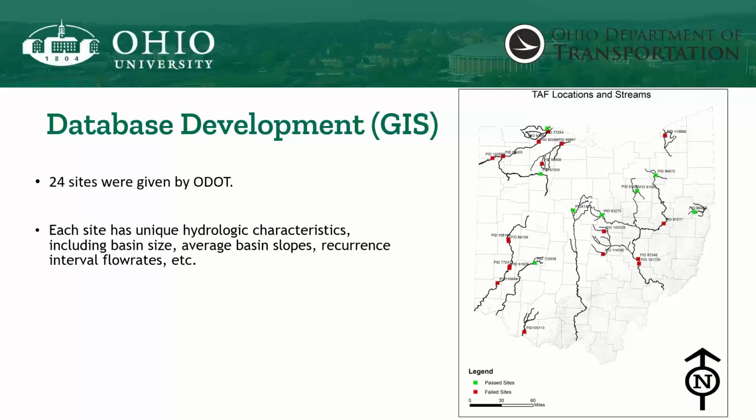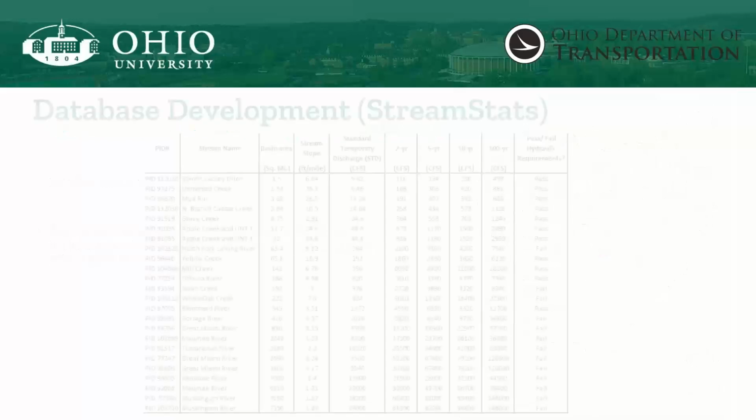from common hydrological features. So there are a total of 24 sites, and each site has unique hydrological characteristics, including basin size and average basin slope. Of course, right? From StreamStats, you can get all those recurrence interval flows. They'll all be different, right? Because they're all different basins.